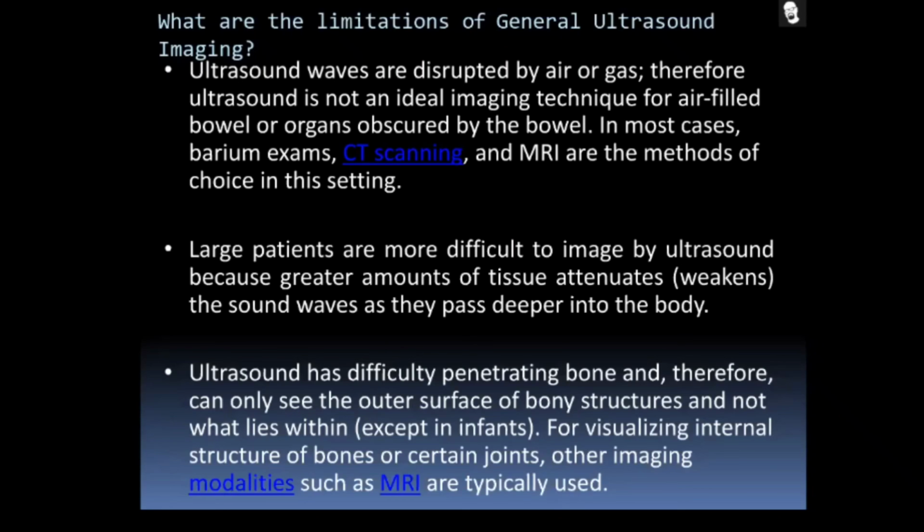Ultrasound has difficulty penetrating bone and therefore can only see the outer surface of the bony structure, not what lies within, except for implants. For visualizing the internal structure of the bones or certain joints, other imaging such as MRI is typically used.